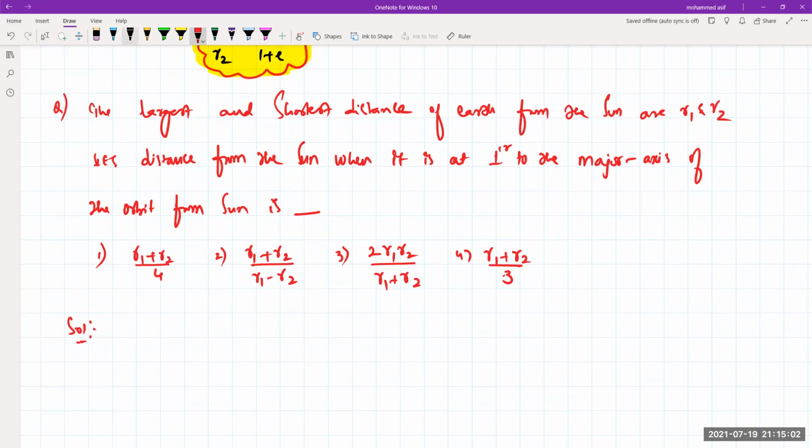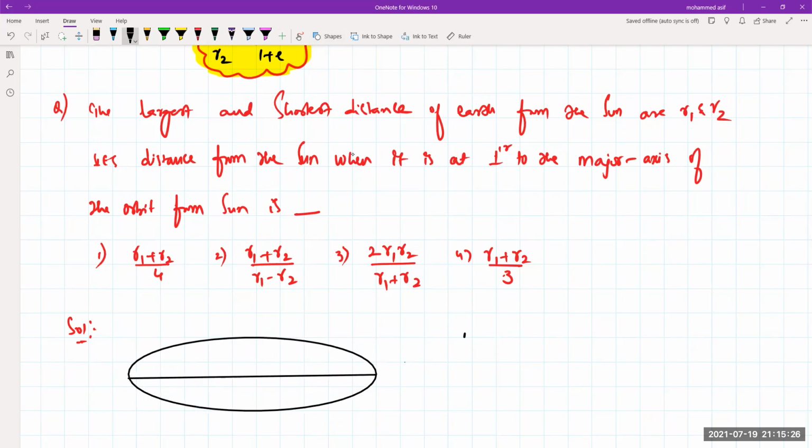So try to understand the question first. The largest and shortest distance of Earth from the Sun are R1 and R2. And its distance from the Sun when it is perpendicular to the major axis. That means if I am taking the shape of this one like this. Now tell, where is Earth? Say for example, this is the position of the Sun, and this is Earth. This is perpendicular to this one, beta.